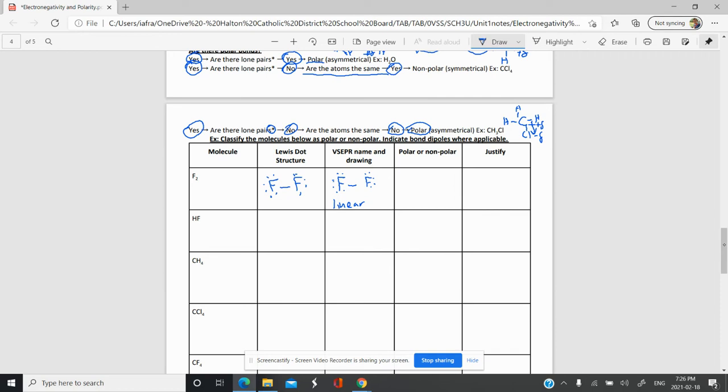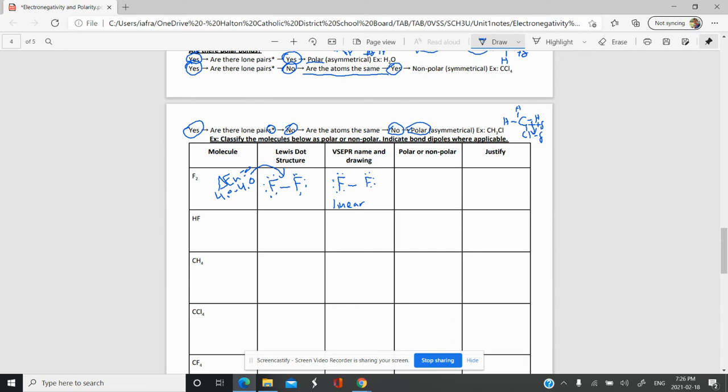So that means the delta EN is equal to 0, right? Because it's 4.0 minus 4.0. So in the case of a linear molecule like this, where it's just two atoms that are the same, there's no overall dipole because there's only non-polar bonds here.